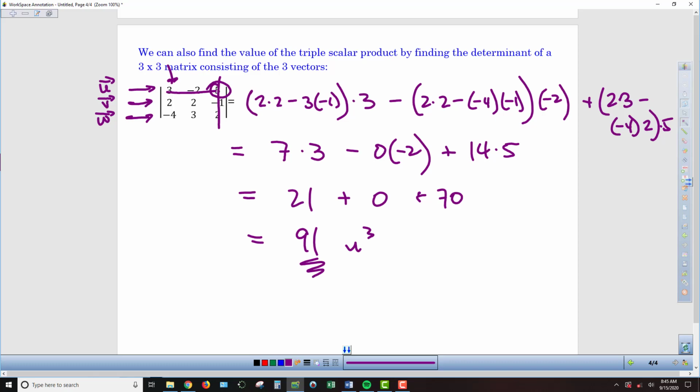The one thing I'll add: sometimes we'll get a negative answer for this determinant. It just depends on the order in which we use the vectors. Of course we know volume can't be negative, so we just have to take the absolute value of whatever answer we got. So there's no need to panic if you get a negative answer, you didn't do something wrong. It's just the nature of this. We just take the absolute value of our result, since volume can never be negative.